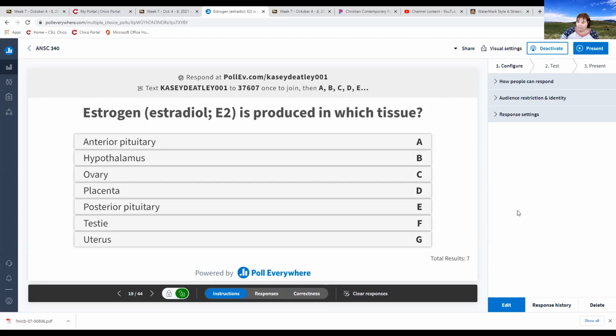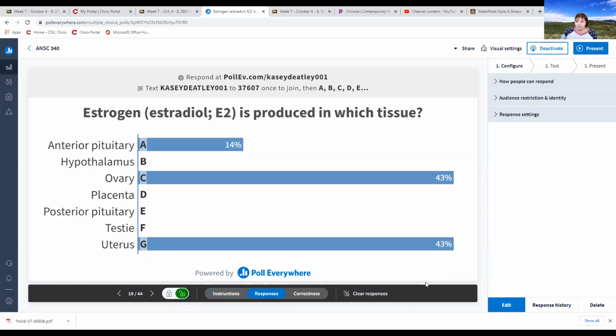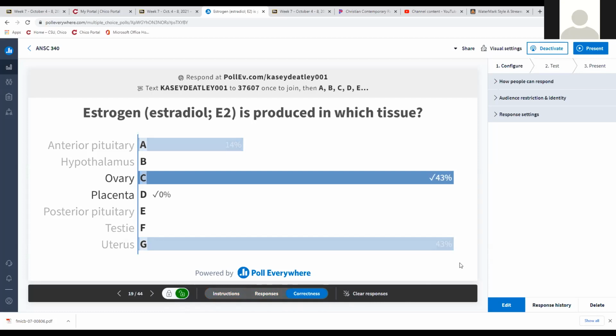All right, go ahead and get them in, guys. Okay, so let's look at our responses. Estradiol is also produced in the ovary and the placenta, but the largest percentage of estradiol is going to be produced in the ovary. So what structure on the ovary actually produces estradiol? The follicle. Good job. Excellent. Okay, let's go to our next question.